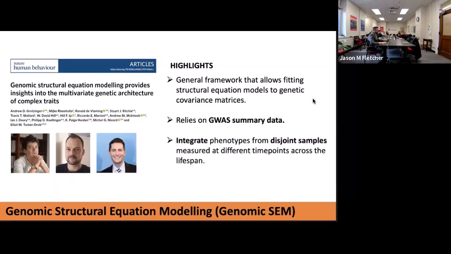One of the strengths of this approach is that it allows us to integrate phenotypes from disjoint samples measured at different time points across the lifespan. So we could, for example, estimate the association between birth weight and late-onset Alzheimer's disease without the need for raw genotype data.